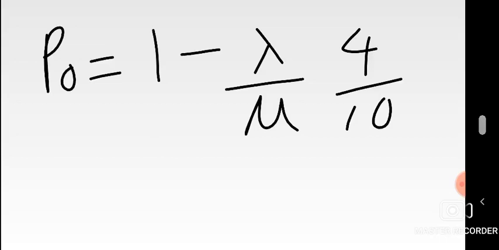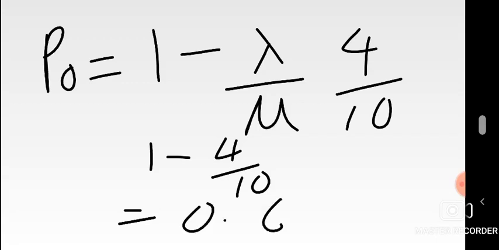So we just say, okay, 1 minus 4 over 10, because we're now trying to calculate the proportion that the shop will remain empty. It's as good as finding the probability that there will be no one, or that it will be idle. So 4 divided by 10 is 0.4, right? So you should get 0.6 as your answer, that the shop will remain empty. This is the answer here.